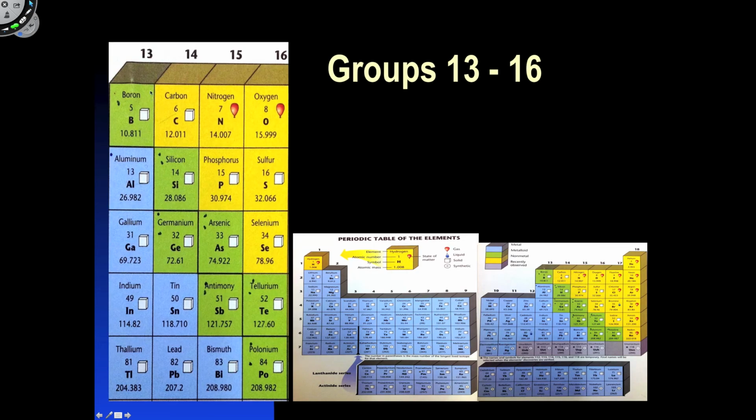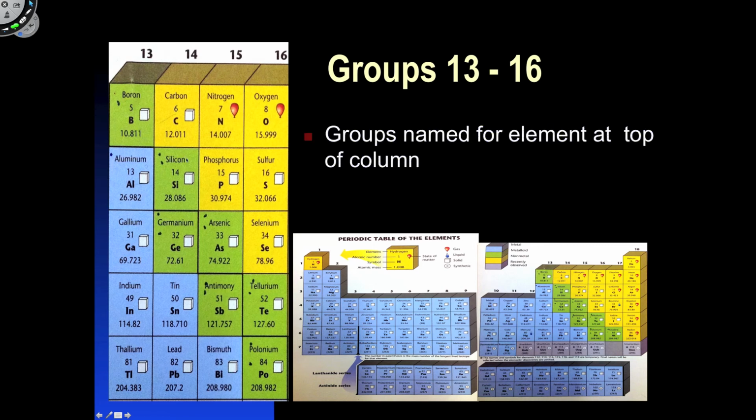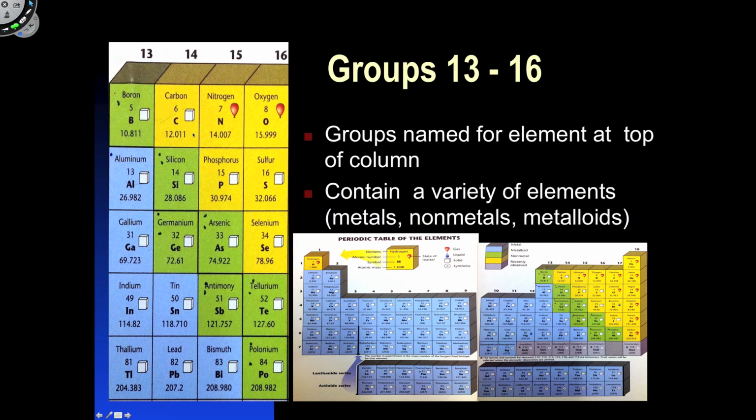Groups 13 through 16, we really don't have a specific name for each group other than it's named after the element at the top of the group. So this is your boron family, this is your carbon family, this is your nitrogen family, and this is your oxygen family. And as you can see, because of the color coding, we have a lot of variety going from left to right and going from top to bottom. A lot of change is taking place.